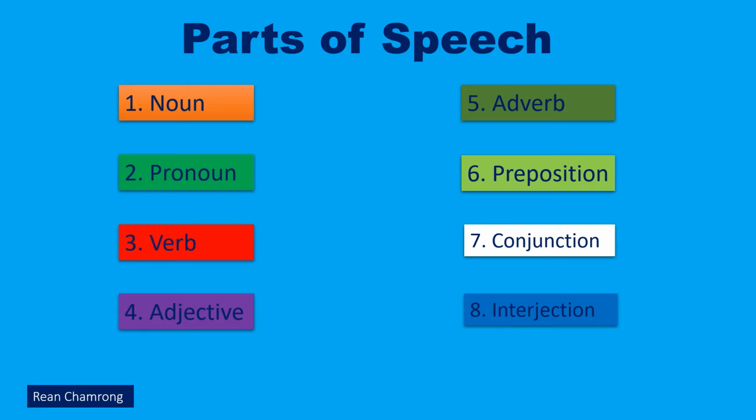So number one is noun. Number two, pronoun. Number three, verb. Number four, adjective. Number five, adverb. Number six, preposition. Number seven, conjunction. Number eight, interjection. So these 8 parts of speech will be in any sentence, any writings that you are reading or you are speaking.